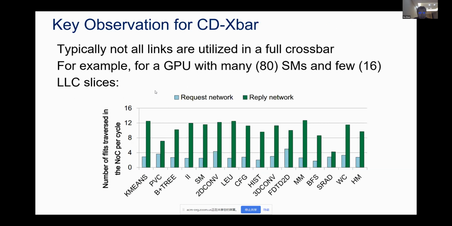Because the SM count is more than the LLC slice count, typically not all links are utilized in a full crossbar. As shown in the figure, the x-axis is the applications and the y-axis is the number of threads transferred in the NoC per cycle. In this example, we consider a GPU with 80 SMs and 16 LLC slices. The number of threads transferred in the NoC is less than 16. This is because there are only 16 LLC slices in the GPU system, so the thread count cannot be more than 16.